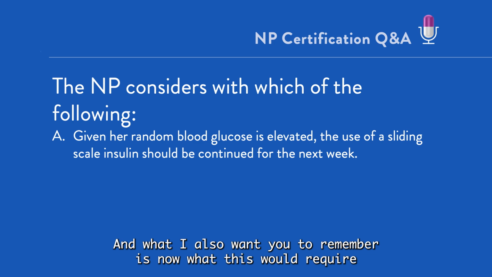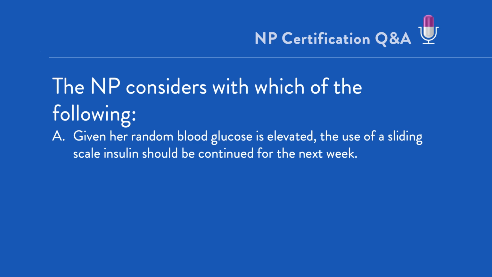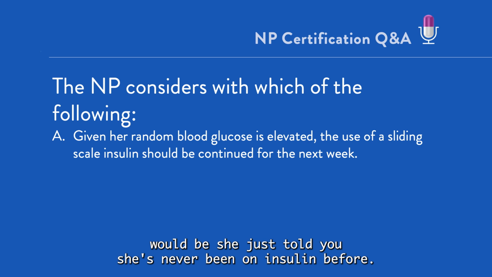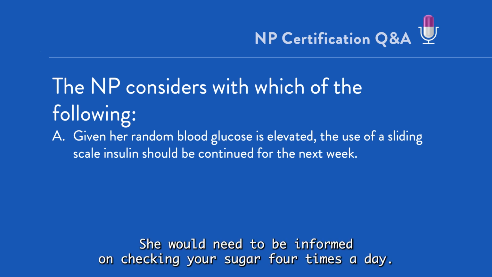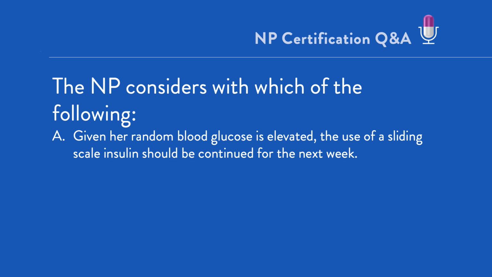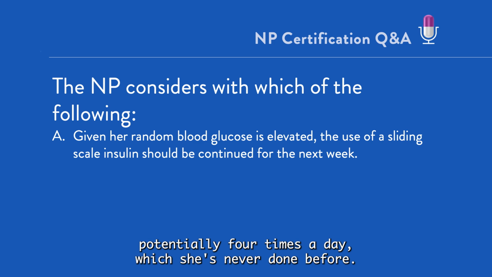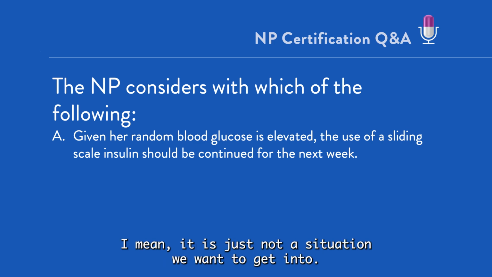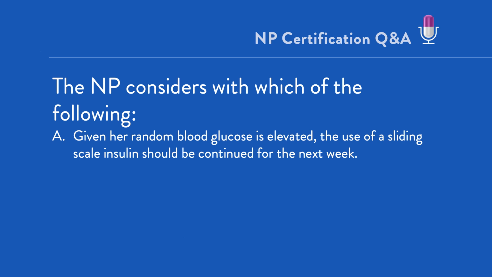And what I also want you to remember is what this would require. She just told you she's never been on insulin before. She would need to be informed on checking her sugar 4 times a day, injecting herself potentially 4 times a day, which she's never done before. I mean, it is just not a situation we want to get into.